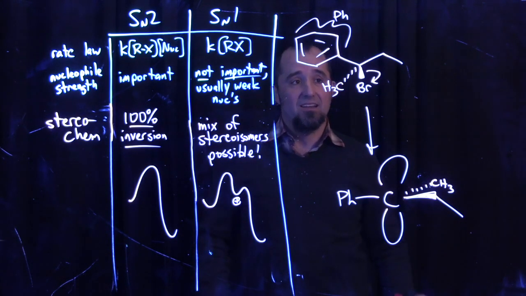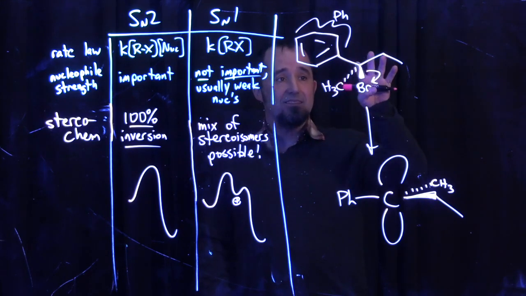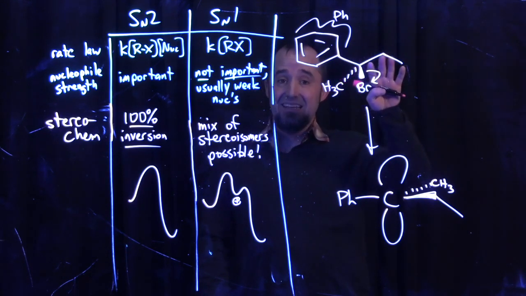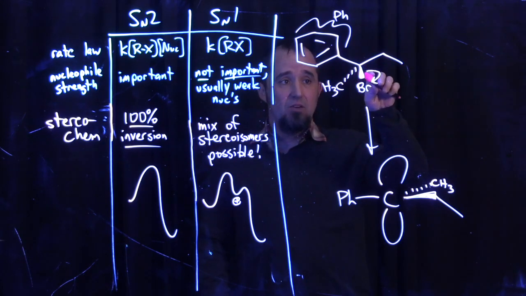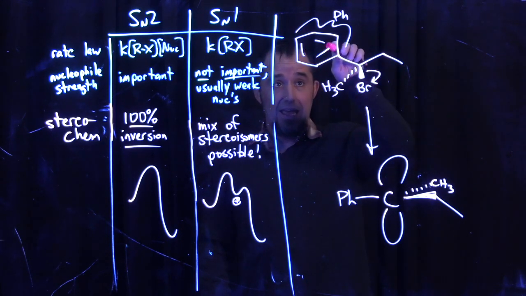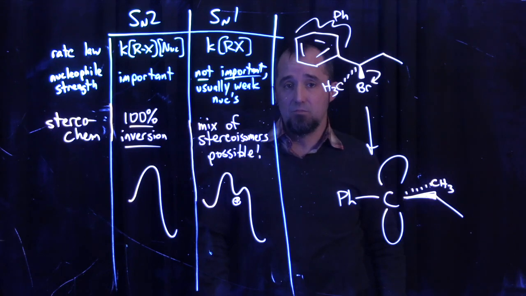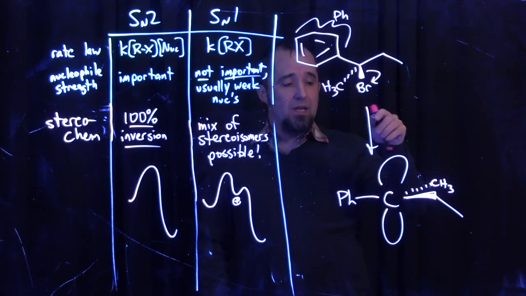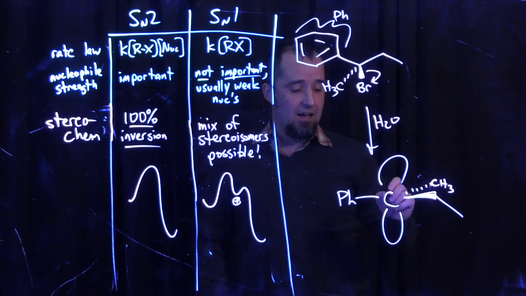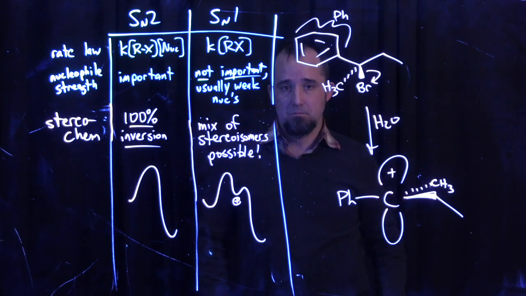Here are some shenanigans. So here we go. This is a really nice SN1 substrate because I've got a leaving group that is both tertiary and next to a benzene ring. So it's pi stabilized. So this is going to be fast. This bromine, let's say we have this in water. This bromine leaves and I have this carbocation.